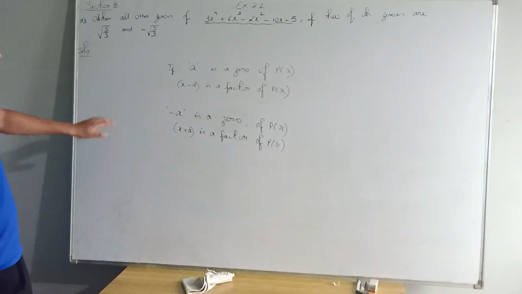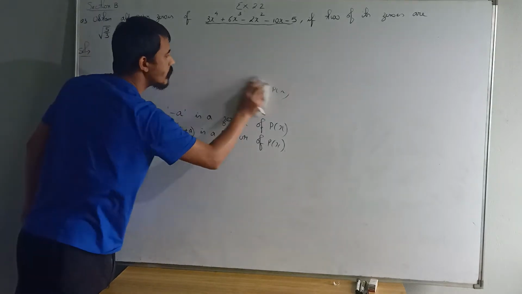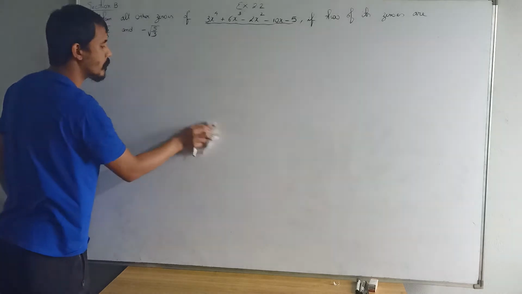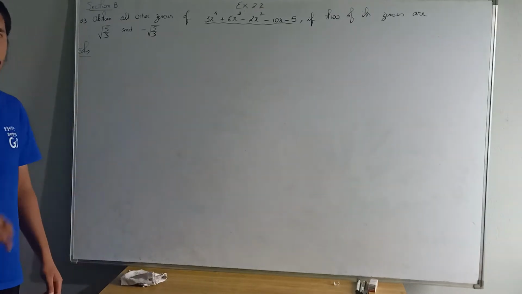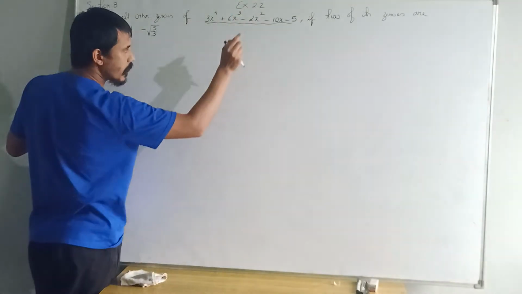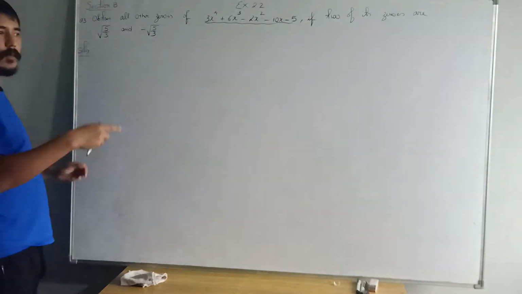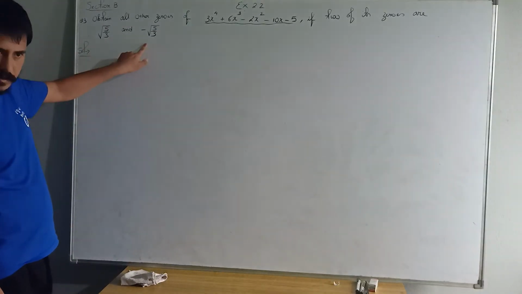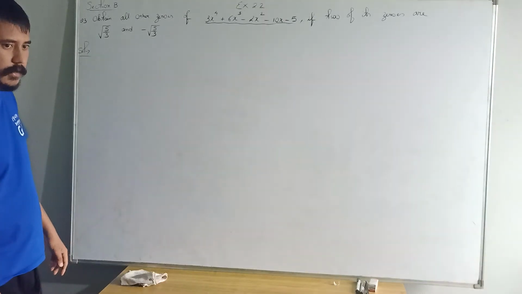So we are going to use this concept, and you have studied the factor theorem in your class 9 syllabus, chapter 2 polynomials. So the same concept we are going to apply here. Now there is a given polynomial. The order of the polynomial is 4, so there will be at the most 4 zeros. 2 of the zeros are given, so we need to find 2 more zeros.